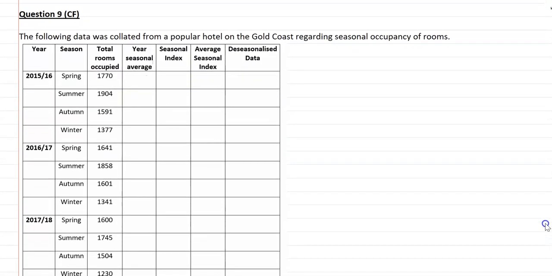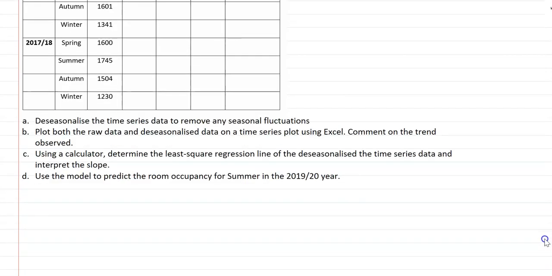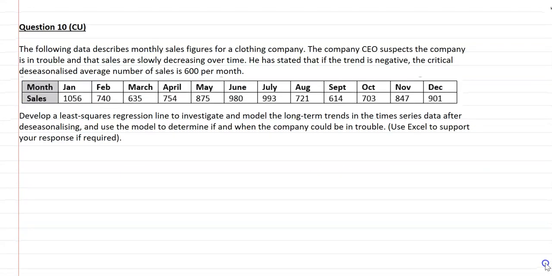You'll have opportunity to answer the question by pressing pause, and then one by one I'll go through my worked sample answers for them.